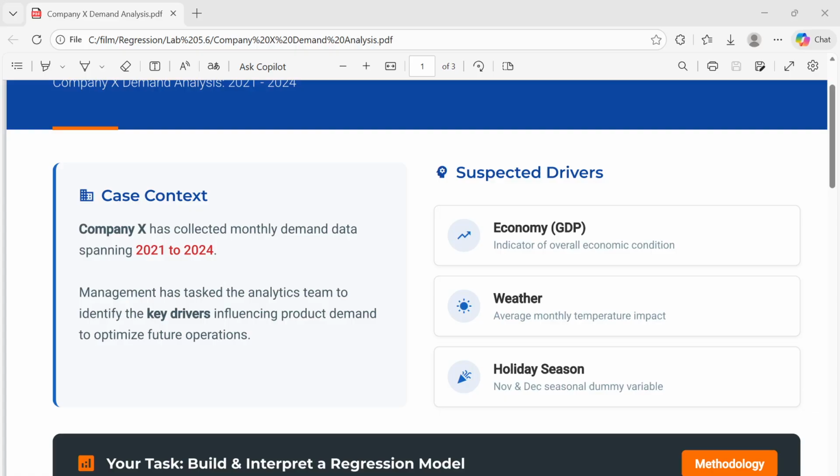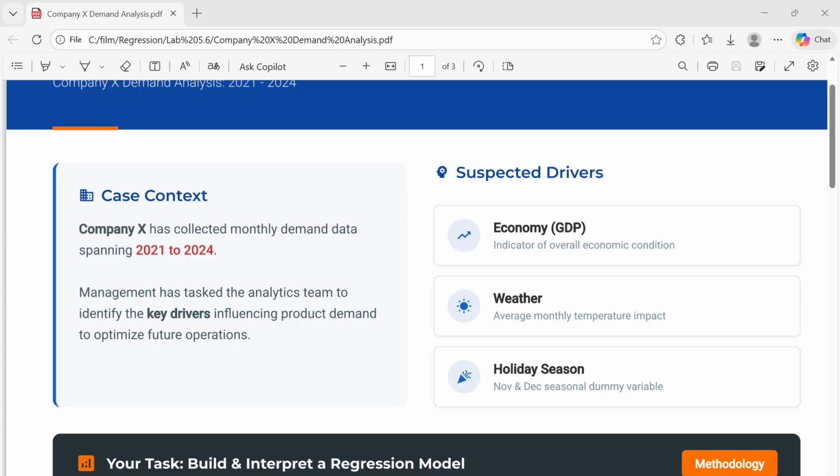The research question is: what were the drivers of monthly product demand for company X from 2021 to 2024? The objective is to build and interpret a multiple linear regression model that explains monthly product demand using GDP, weather, and a holiday season dummy variable.